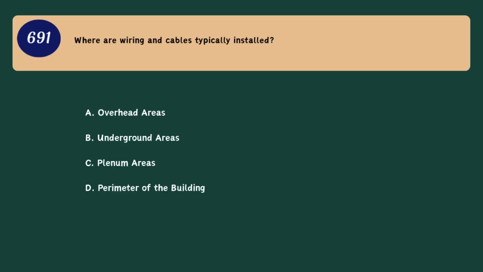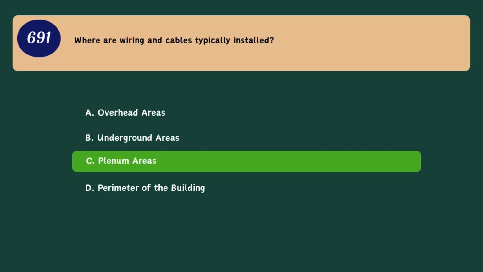Question 691. Where are wiring and cables typically installed? A. Overhead areas. B. Underground areas. C. Plenum areas. D. Perimeter of the building.